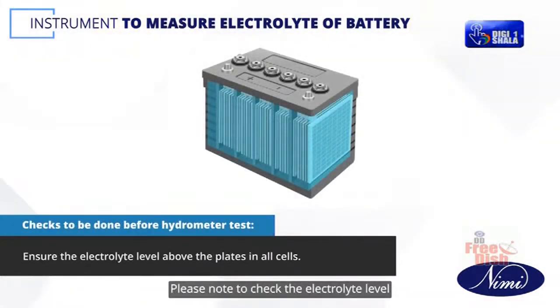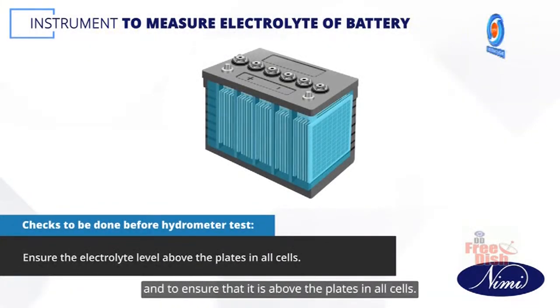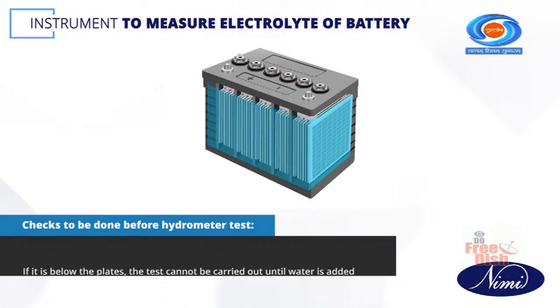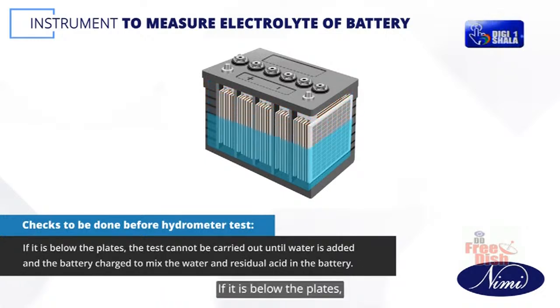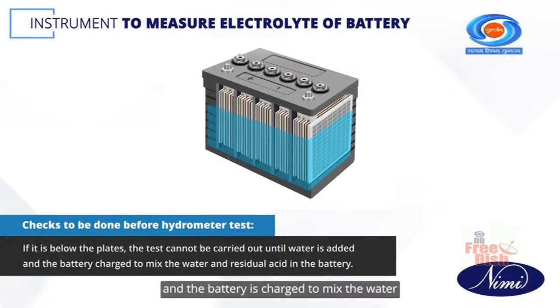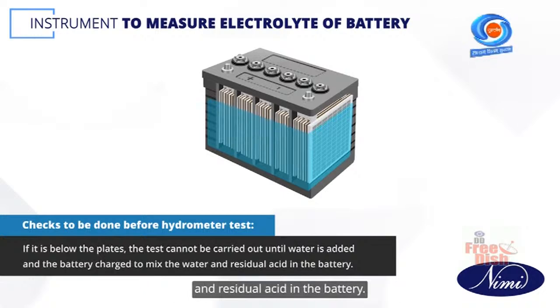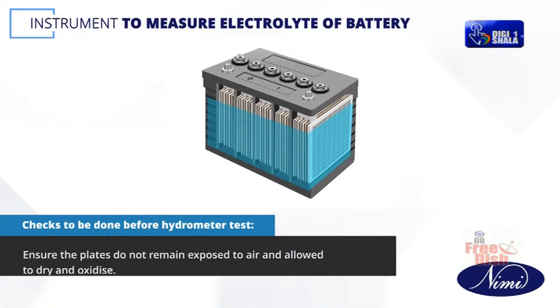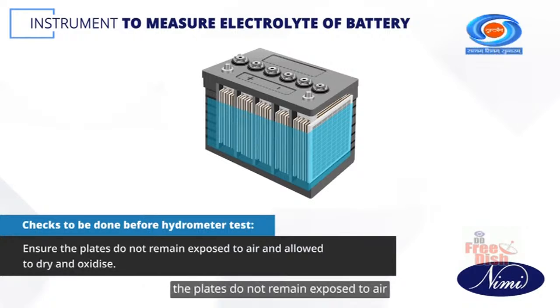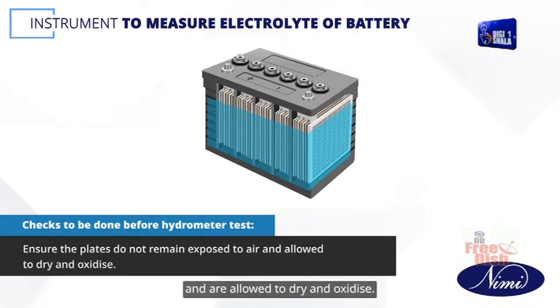Please note to check the electrolyte level and ensure that it is above the plates in all cells. If it is below the plates, the test cannot be carried out until water is added and the battery is charged to mix the water and residual acid in the battery. It is important to ensure that the plates do not remain exposed to air and are allowed to dry and oxidize.